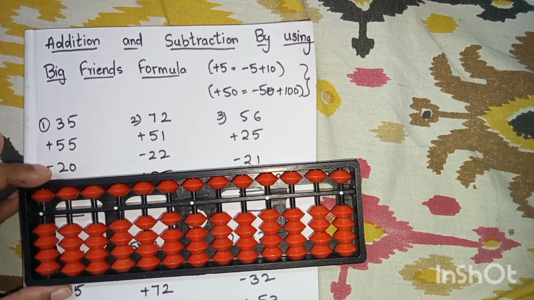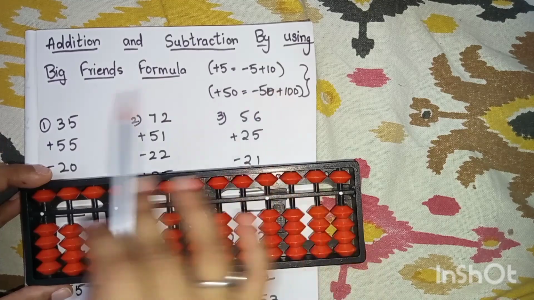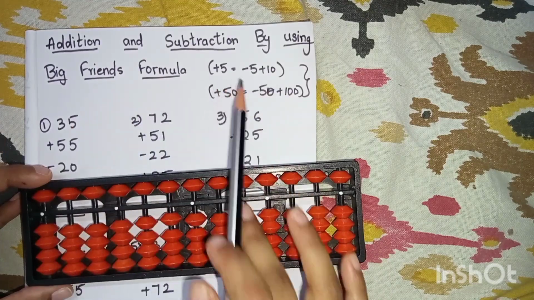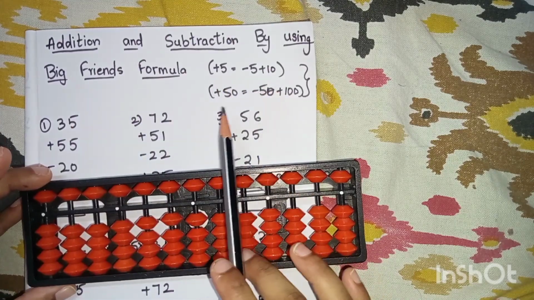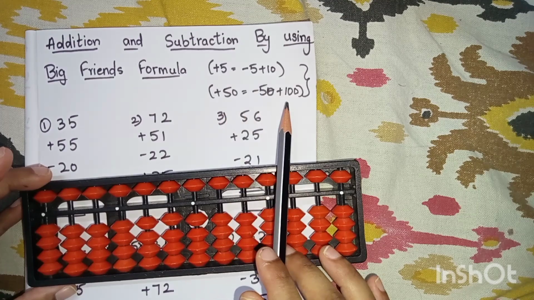In this video, we are going to learn addition and subtraction by using big friends formula. Plus 5 is equal to minus 5 plus 10. Plus 50 is equal to minus 50 plus 100.